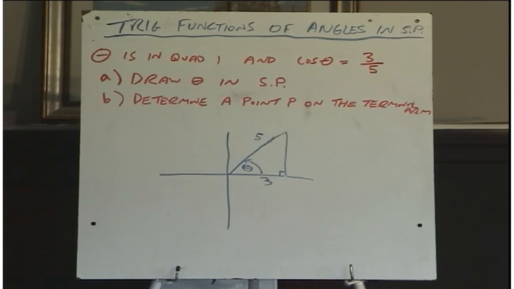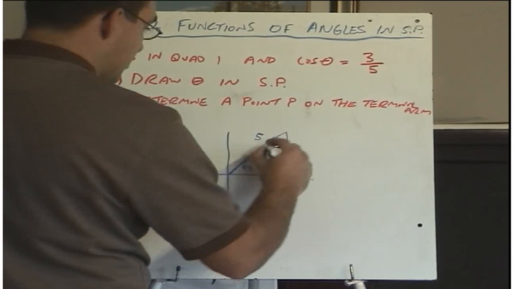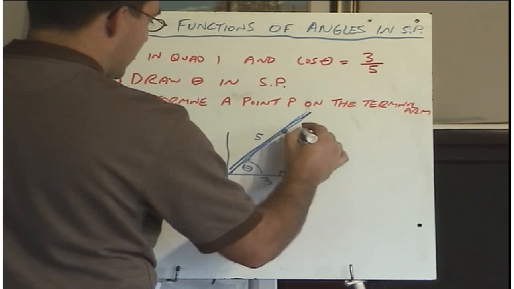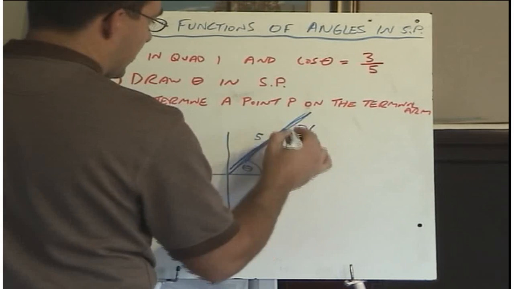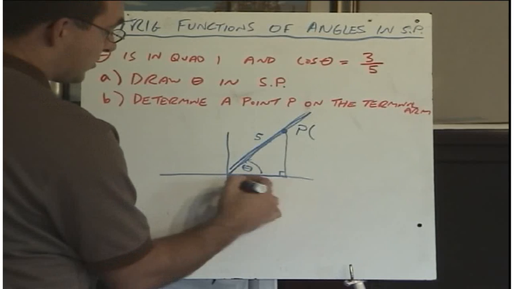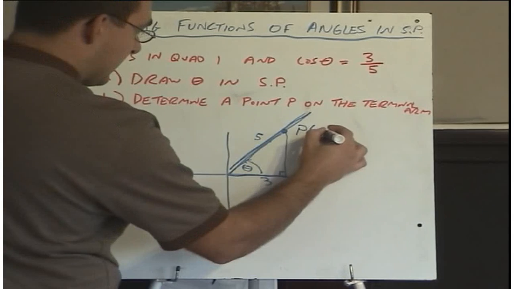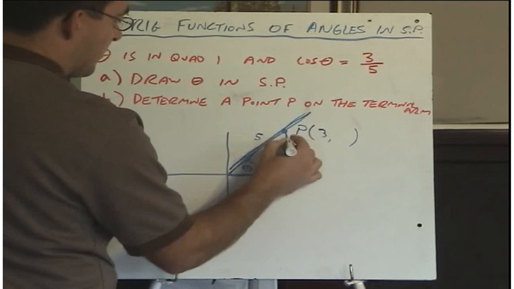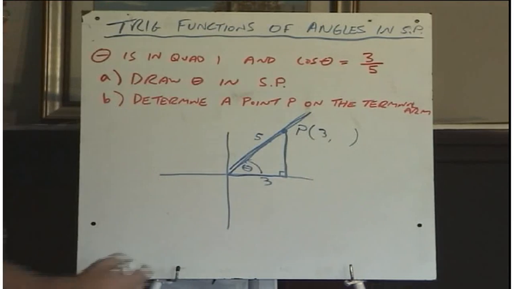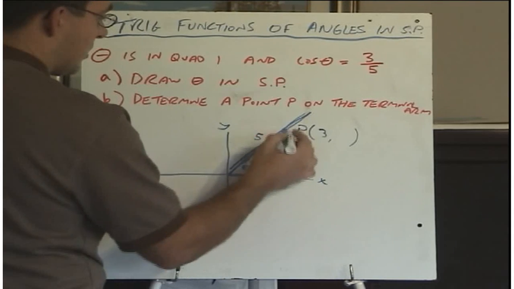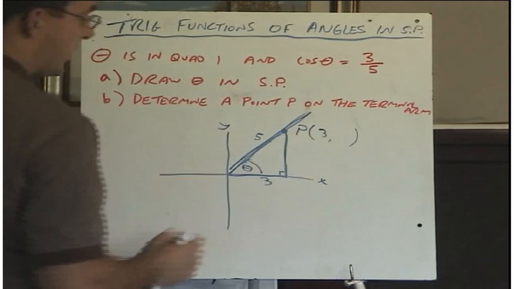Now it asks me to determine a point P on the terminal arm. Well, here's the terminal arm right here. This, of course, extends on. I'm going to use this point right here because it's very easy for me to tell what the x value is. X would simply be 3. And I need to determine what this height is on the triangle here because this would be my y value. Remember, this is x, this is y. I need to find out what this side of the triangle is.